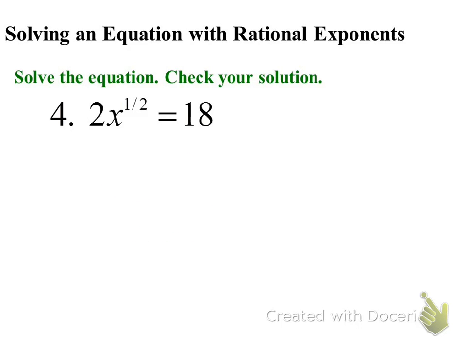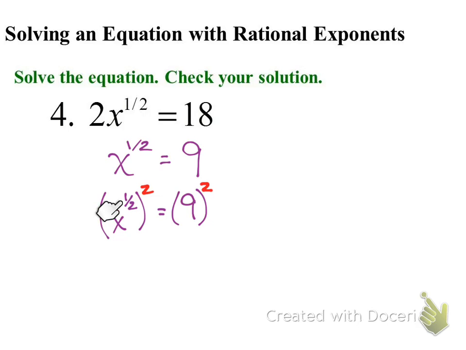Here's where we get into rational exponents, where we could raise each side to a reciprocal power. But we also have to recognize, hey, wait a second. I take this to the 1/2, but multiply by 2. I have to undo this multiplication by 2 first. Then you can raise each side to the second power. 1/2 to the second power, power to a power, you multiply those powers, this becomes 1. So x to the first power, or just x, is equal to 81.